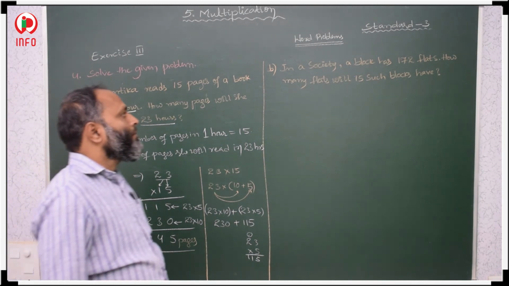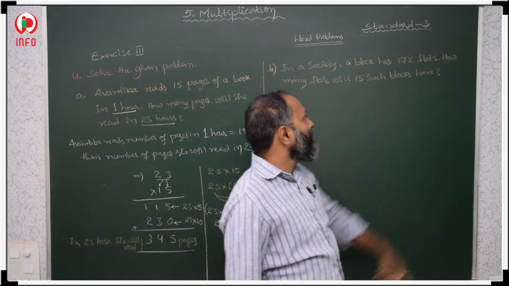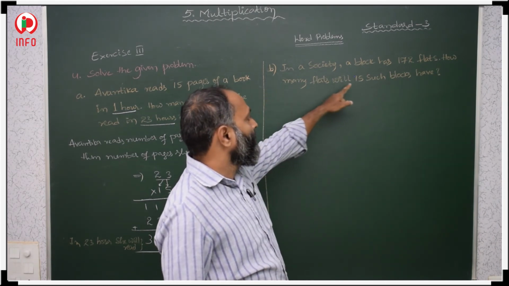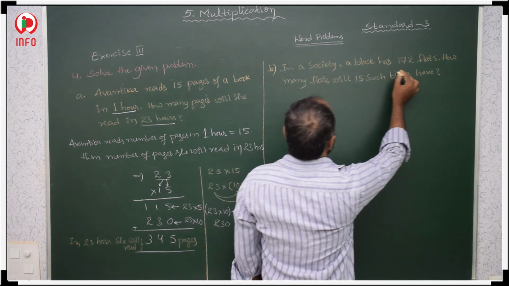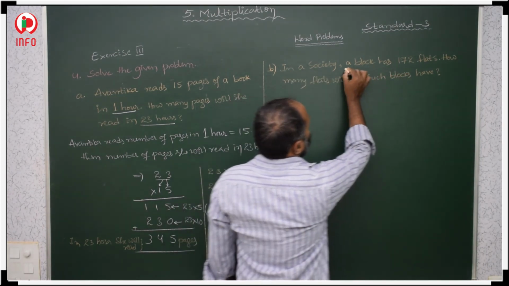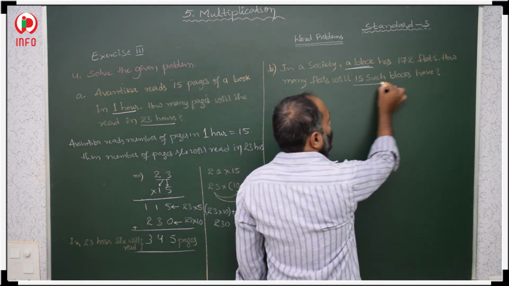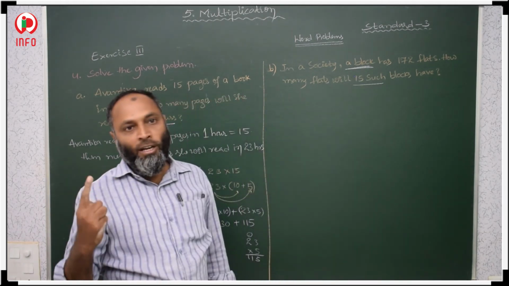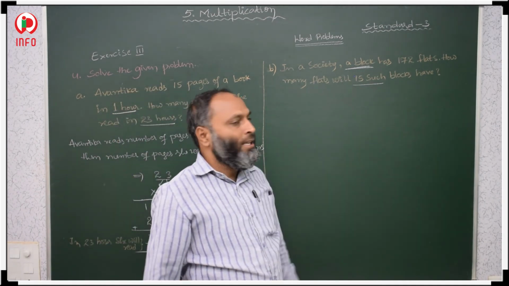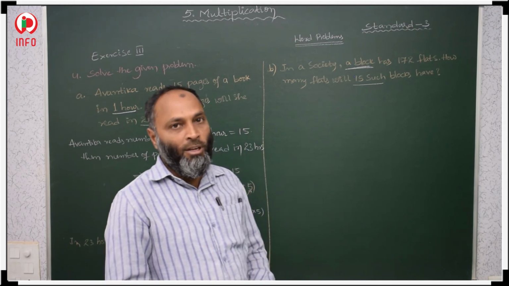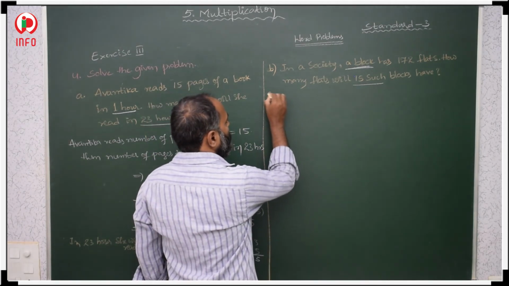Now the second one. In a society, a block has 172 flats. How many flats will 15 such blocks have? One block has 172 flats. So 1 is given, he is asking for 15. The unit block is given, and then he is asking for 15 blocks. So multiplication.